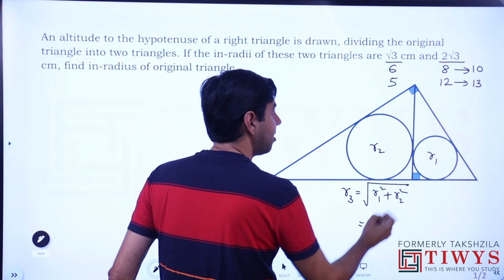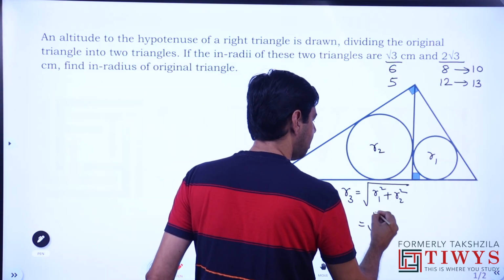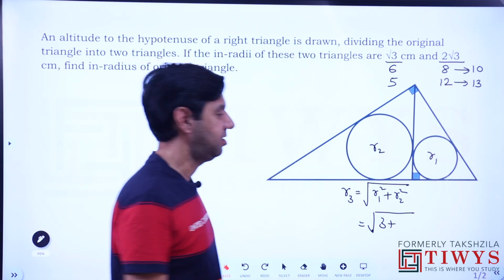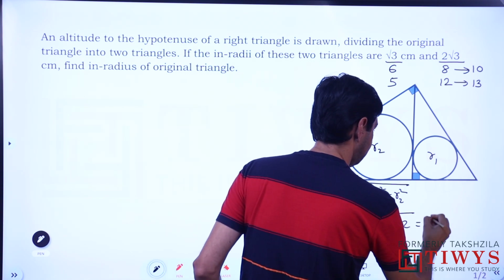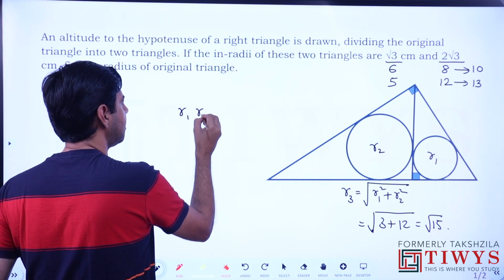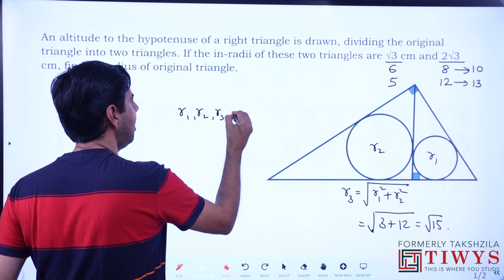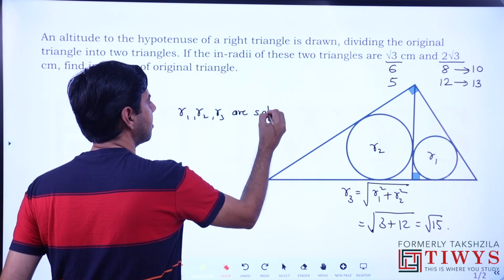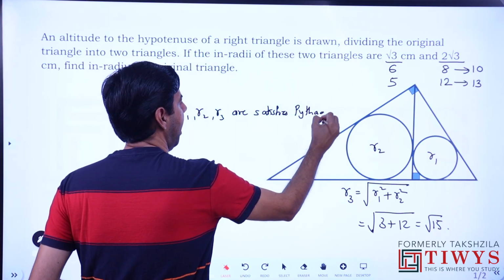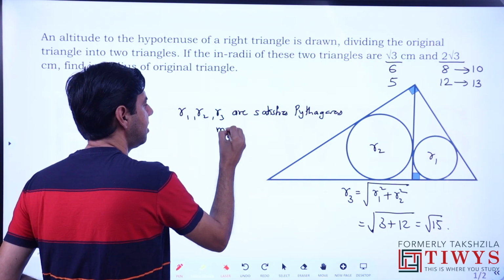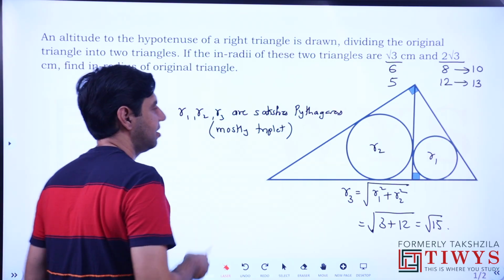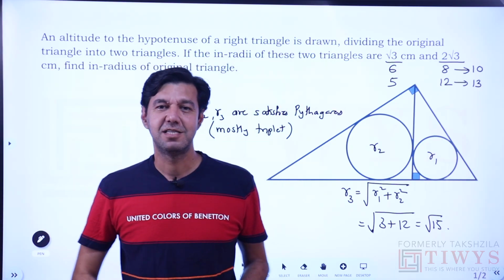So let's check for our values, root 3. The root of root 3 square, which is 3, plus 2 root 3 square, which is 4 3s are 12, and there is my answer, root 15, directly. So I leave this with just this thought that in such a picture, R1, R2 and R3 are going to satisfy the Pythagoras relation, and so mostly they are going to be a triplet, mostly. And so this question becomes one which you can just answer by seeing it.